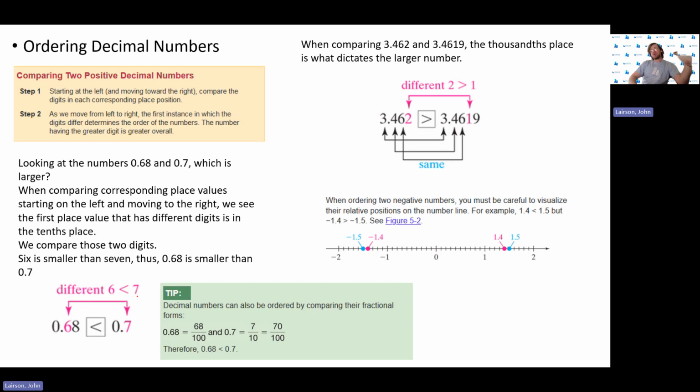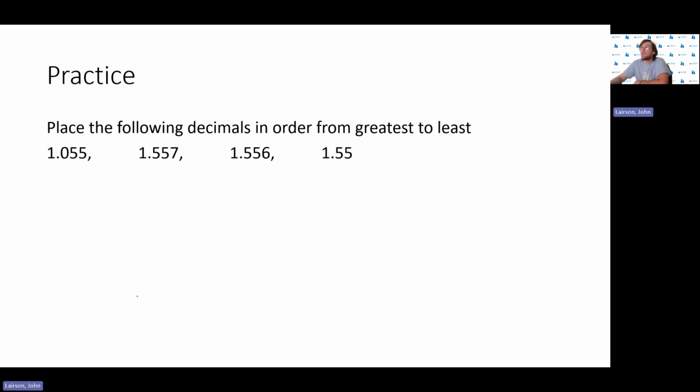Ordering decimals. Ordering decimals is nice and easy. We are just going left to right, lining them up. We're going to line up the decimals and go left to right. Let me write them top to bottom, lining up the decimals: 1.055. I'm spacing it out a little bit. 1.5, lining up the digits as I do this, 1.557.